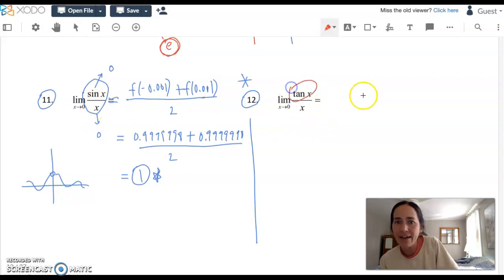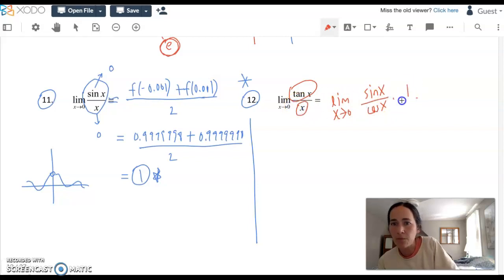Tangent, right? AKA sine over cosine. So this is the limit as x approaches 0. Let's see if some trig identities gets me through this. Of sine of x divided by cosine of x. And that whole thing needs to be divided by this x on the bottom. I'm going to make this so it's not a complex fraction, and I'm going to say dividing by x is the same thing as multiplying by 1 over x.